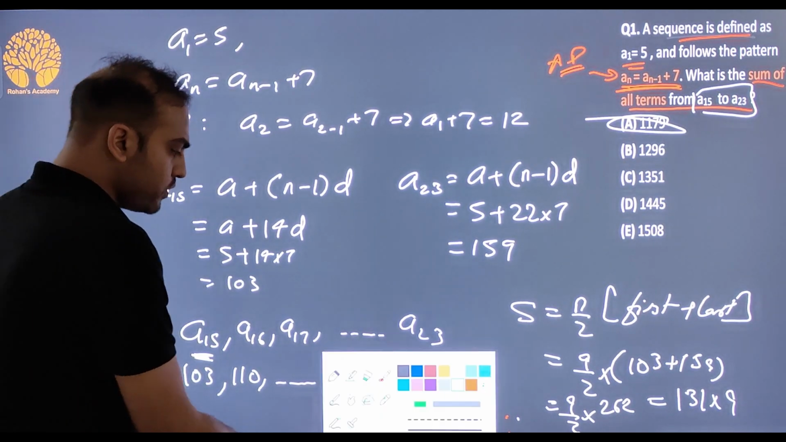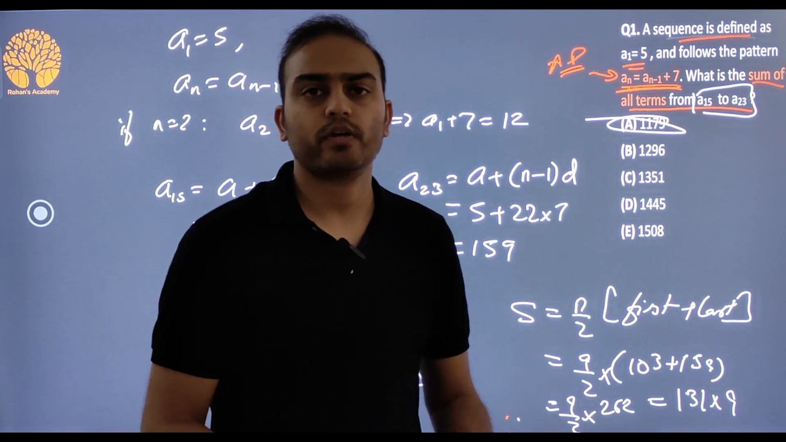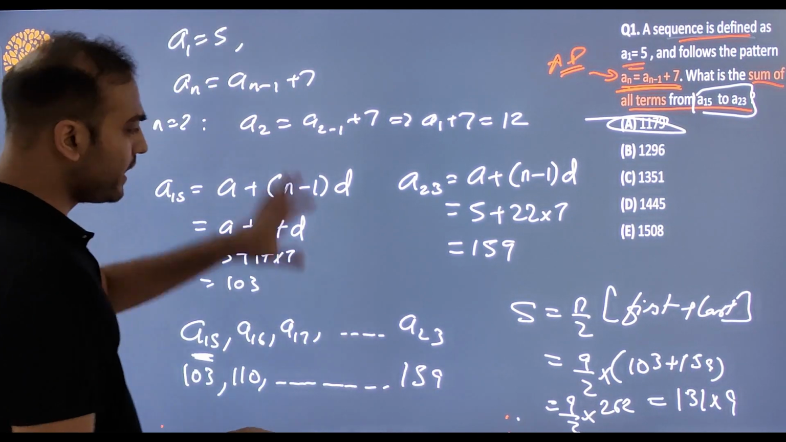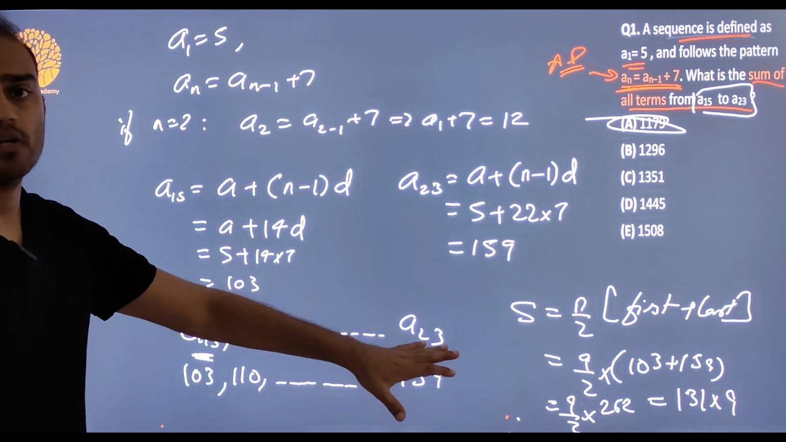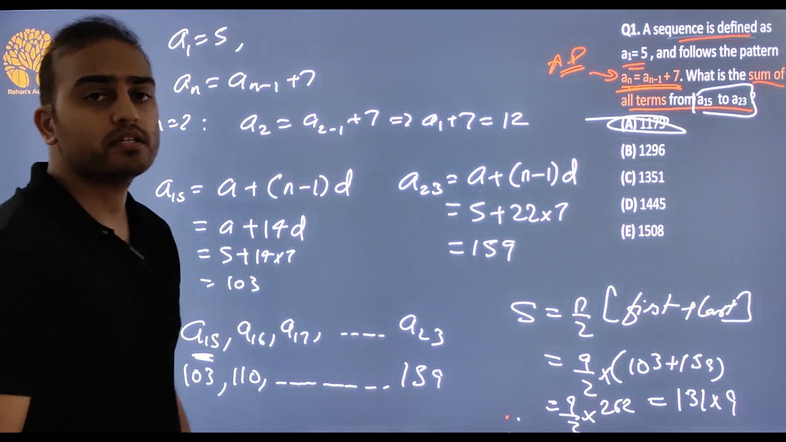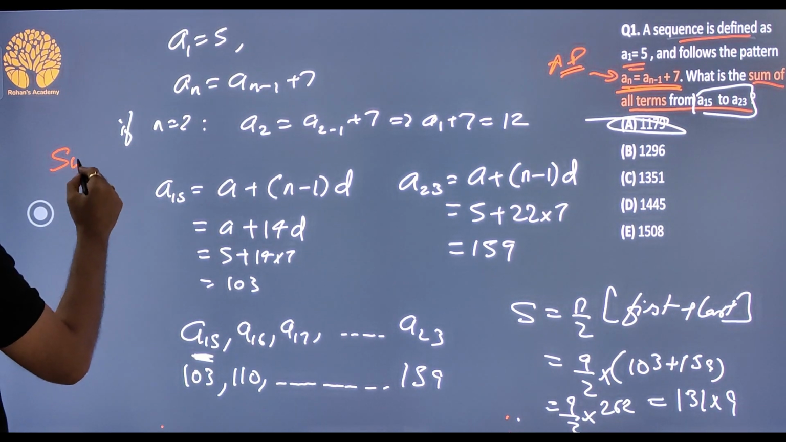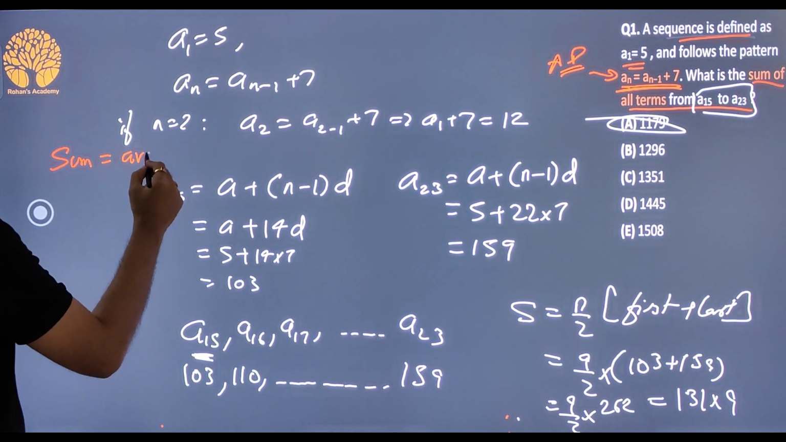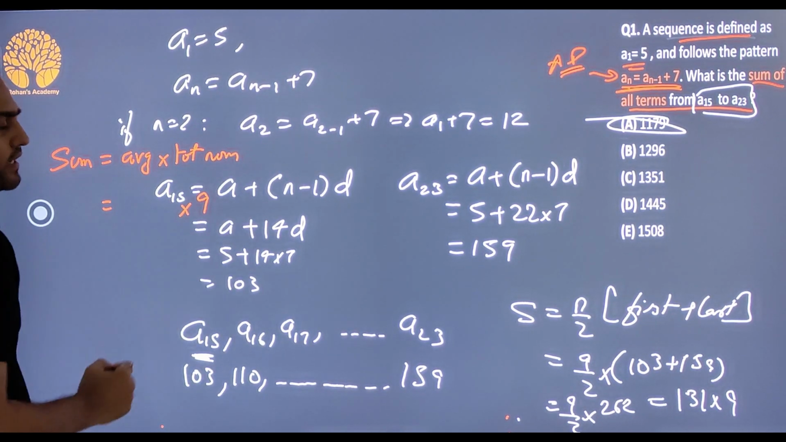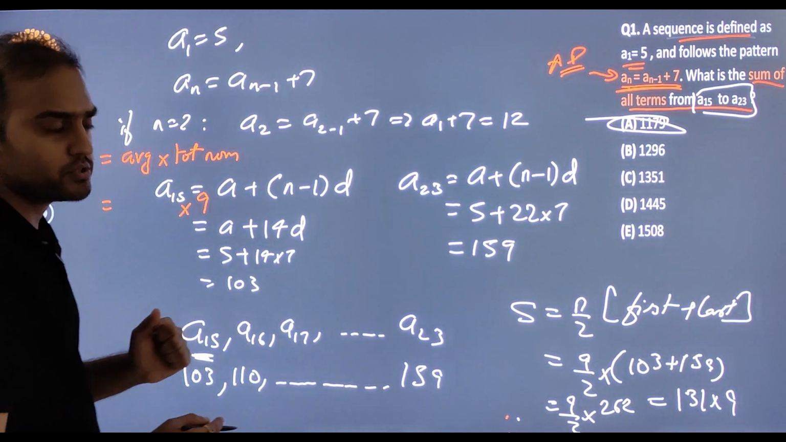Now as I said, if you understand the concept, you can solve these questions even faster. So the question comes, how can I solve this much faster? I can do this, it is easy, but it takes time. So what can I do? See, we know sum is average into total number. Sum is equal to average times total number. I know the total number is 9. These are 9 terms, A15 to A23.